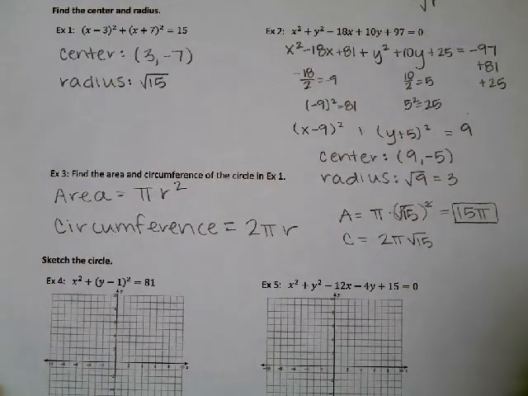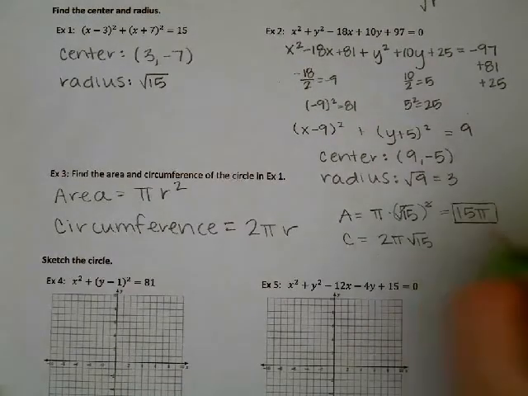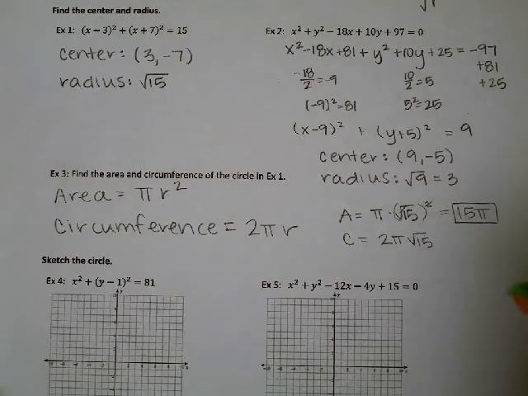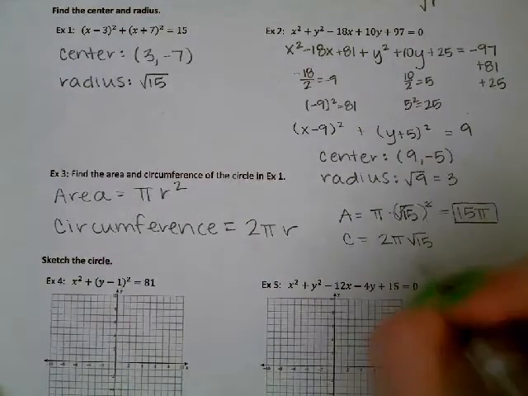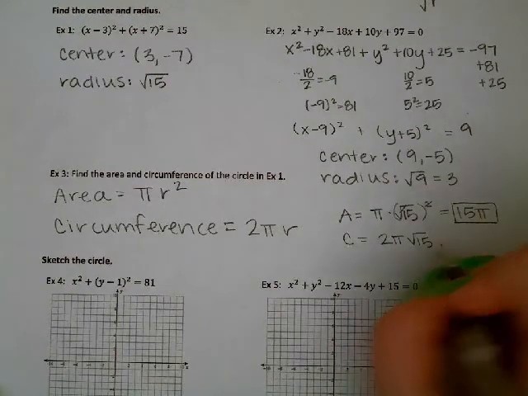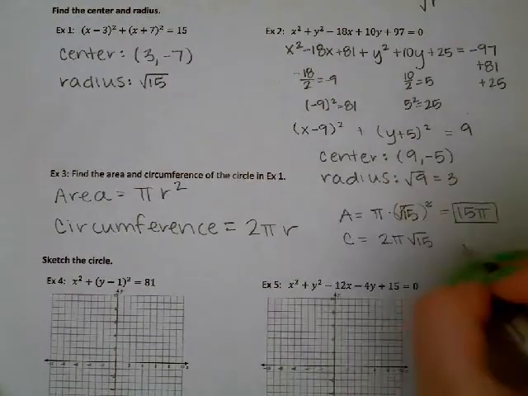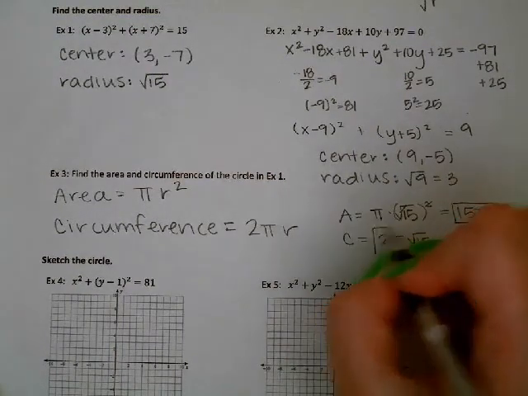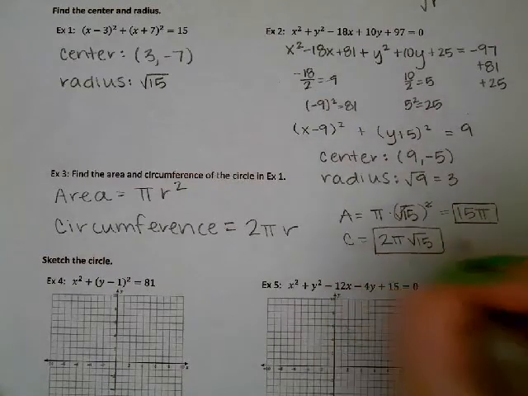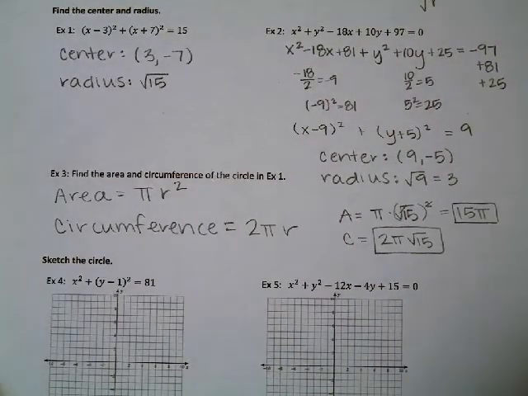There's not really a great way to write that. 2 root 15 pi, 2 pi root 15. I'm trying to think about how most math people would write that and whether they would put the pi before or after the square root, and they'd probably write it like this, to be honest. So I'd maybe leave it like that and call it good. So those are our answers.